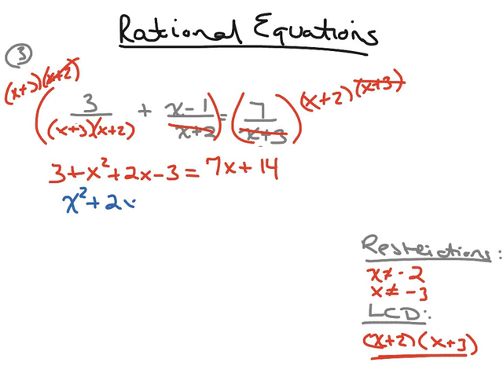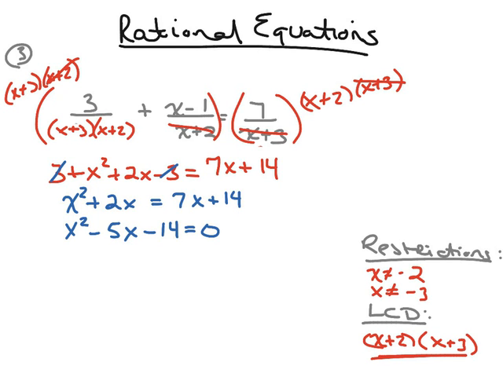You'll notice that 3 minus 3 is 0. Those cancel. I'm trying to get this equal to 0. So what I'm going to do next is go ahead and subtract 7x's from the 2x. So 2x minus 7x would be a negative 5x. Bring that 14 over by subtracting it. And now I've got the quadratic x squared minus 5x minus 14.